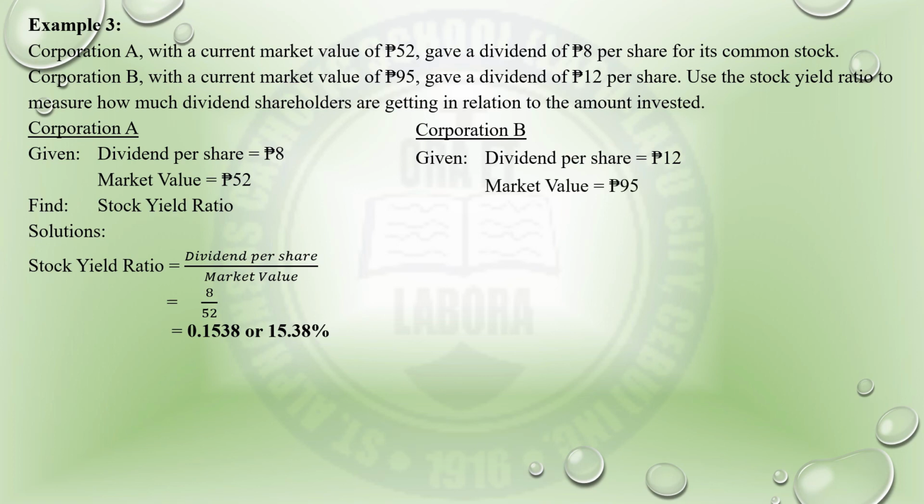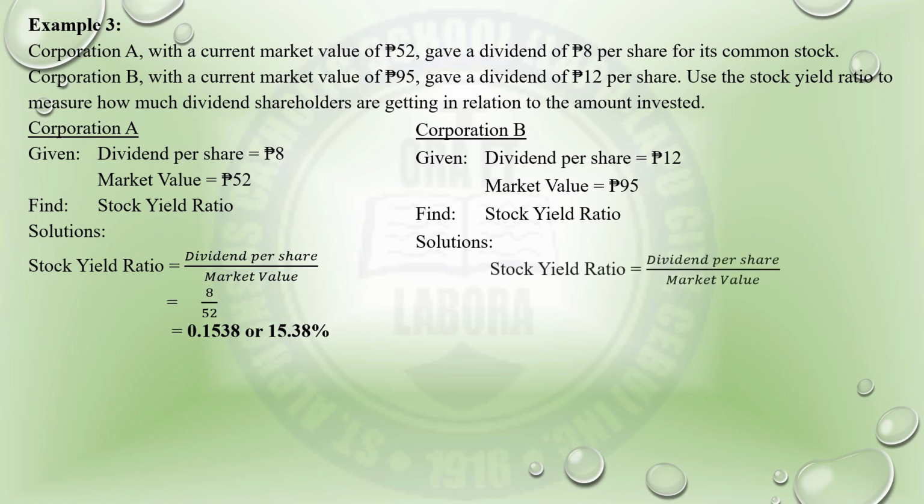For Corporation B, the given dividend per share is equal to 12 pesos. The market value is equal to 95 pesos. So we need to find the stock yield ratio. Again, since the stock yield ratio is a ratio of the annual dividend per share and the market value per share, so the notation for the stock yield ratio is dividend per share divided by market value. And then, we are going to substitute the values of the dividend per share and the market value. 12 divided by 95 is equal to 0.1263 or 12.63% as the stock yield ratio.